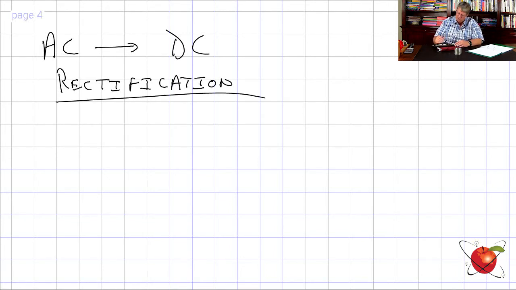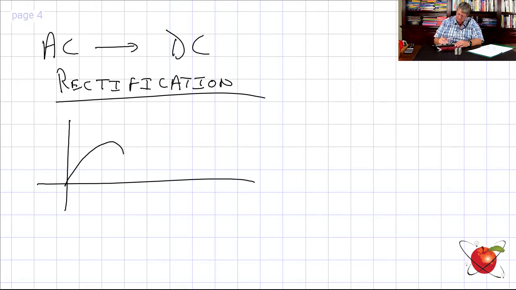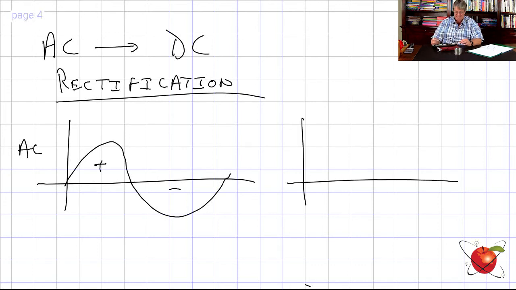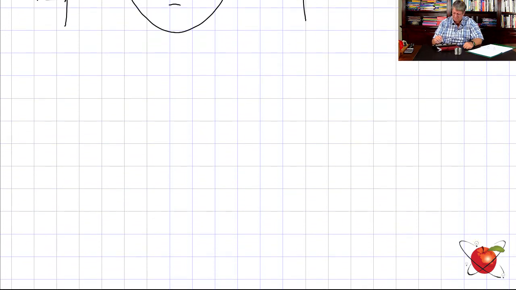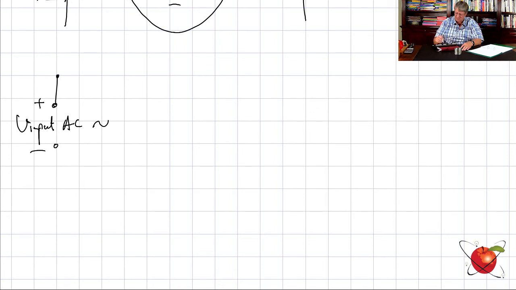Rectification. What we want to do is put in an input signal, a wave like this, which is a plus and a minus. This is our AC. And what do we want out? We want DC out. There are two ways we can go about this. The first way is a circuit that looks like this. Here is a V input, and it is AC, usually denoted with a little wave like this. It means this is plus and minus, and then it's going to switch to minus and plus.